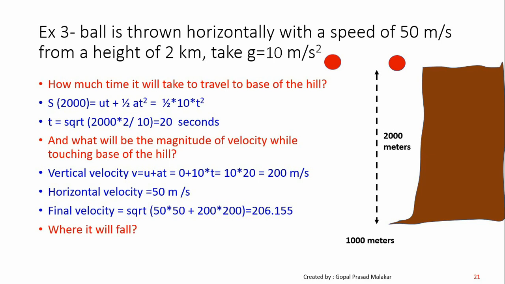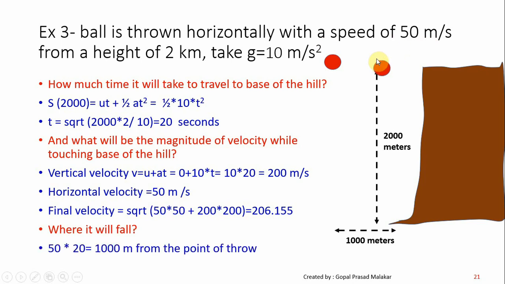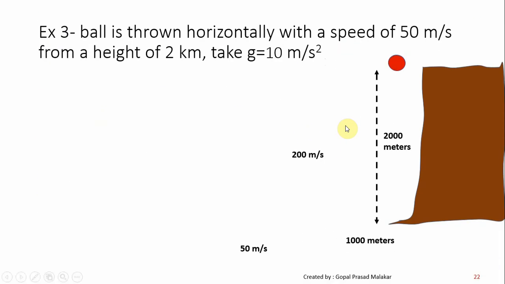And what will be the direction, where it will fall? If you think of 20 seconds, because the horizontal speed is 50, it will actually travel 1 kilometer. In 20 seconds, 50 into 20, it will travel 1000 meters, 1 kilometer. And what will be the angle of the throw? We know there is a horizontal component and a vertical component like this, so the angle should be like this. Let's look at what the angle will be here.